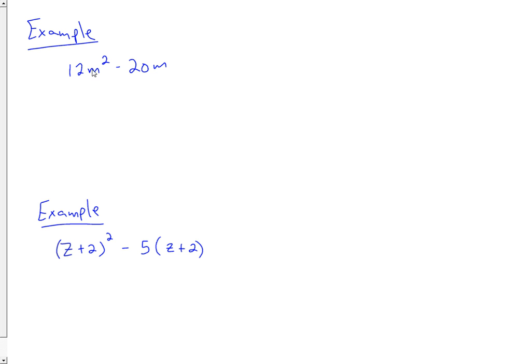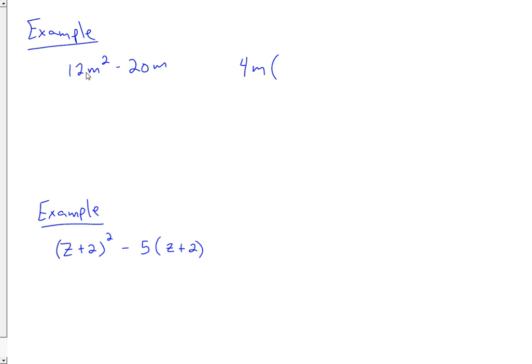If I have 12m squared minus 20m, I have to realize, okay, this is 2 terms. It is written in descending order, and I need to factor out a greatest common factor. If I look at this, I have 12 and 20. The greatest common factor between 12 and 20 is 4. When I look at the variables, the greatest common factor is always the smallest exponential term variable between the two. So I have a common m.